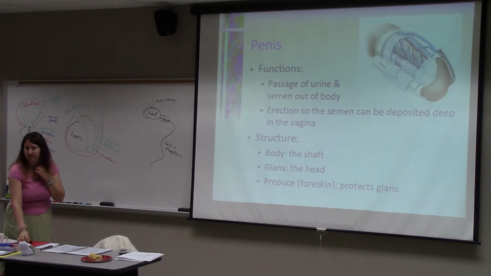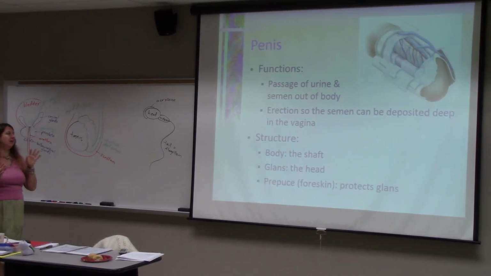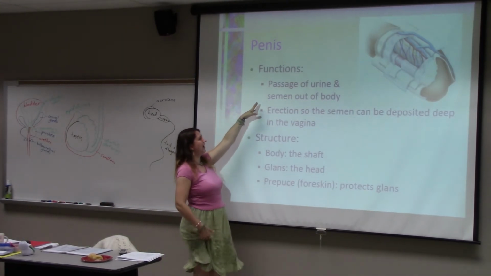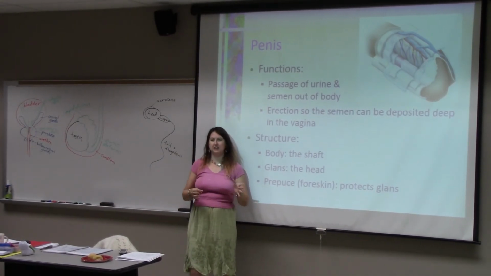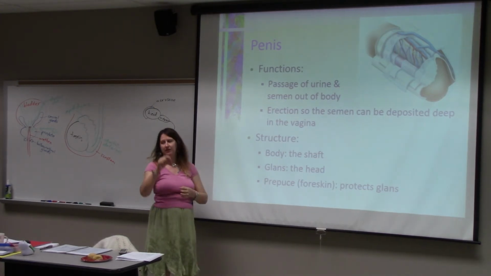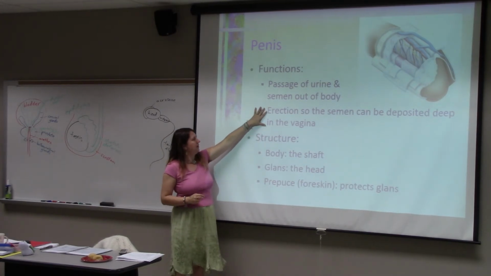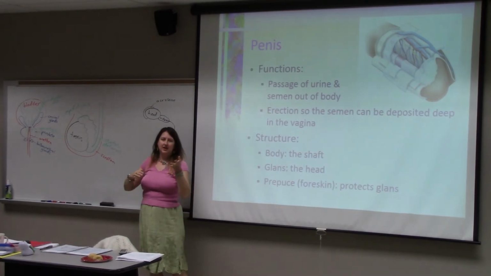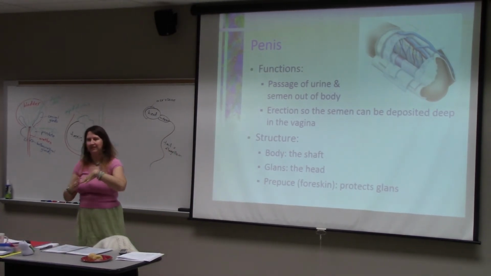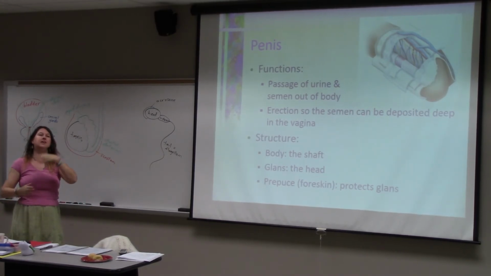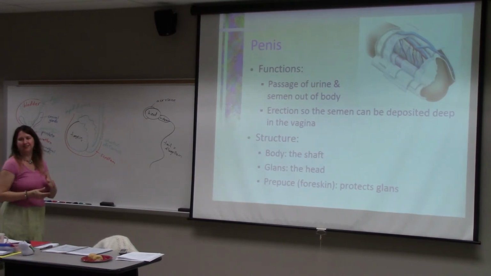The other external structure is the penis, which does have parts within the pelvic floor. It's not just on the outside. Its function is a passageway for both urine and semen to exit the body. The urethra passes right through it. And as part of delivering the semen, it can form an erection, which allows depositing the semen deep in the vagina to get it closer to an egg that is going to be fertilized.